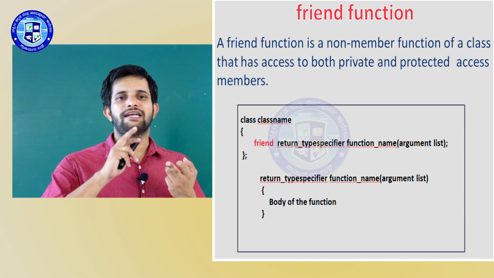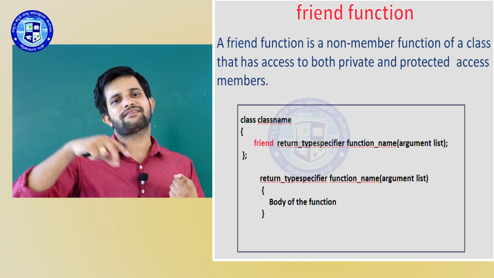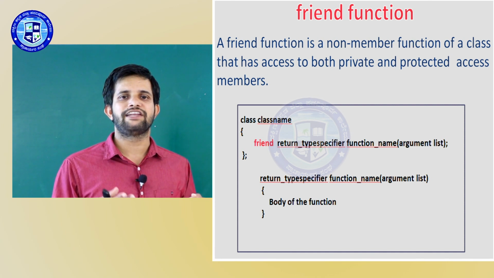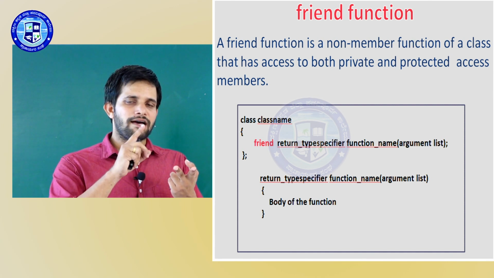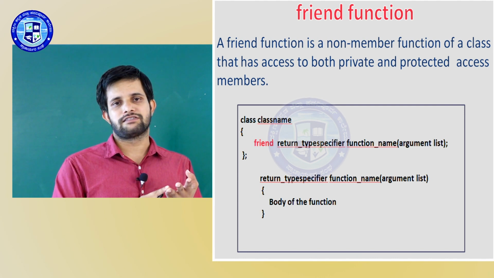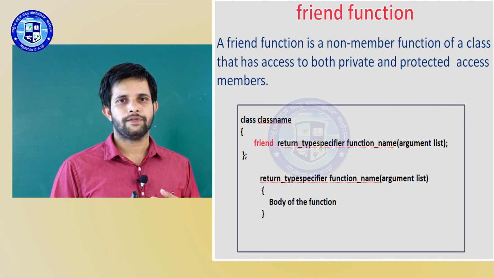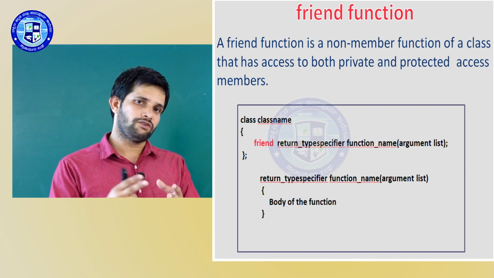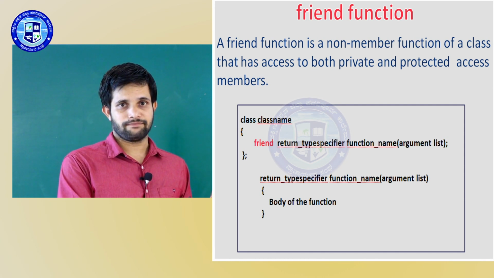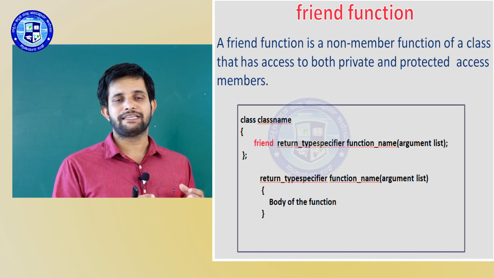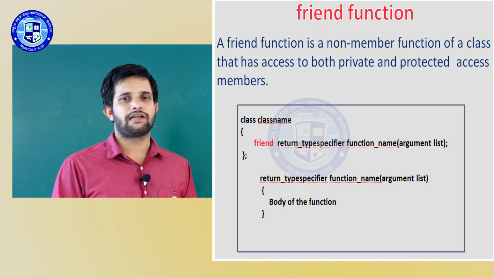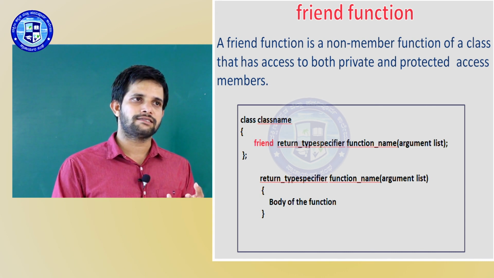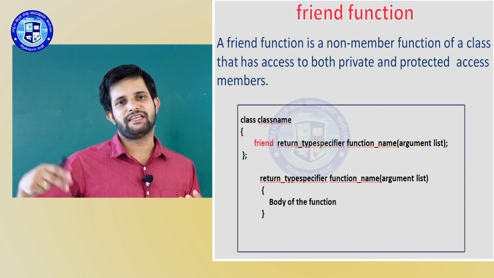Any members defined under the public section can be accessed by anyone, anywhere. But as far as private and protected are concerned, you have a restriction. You cannot access them anywhere. As far as private is concerned, you can access it only inside the class. It can be accessed by the member functions belonging to that particular class. As far as protected is concerned, it can be accessed inside the class as well as by the derived class.